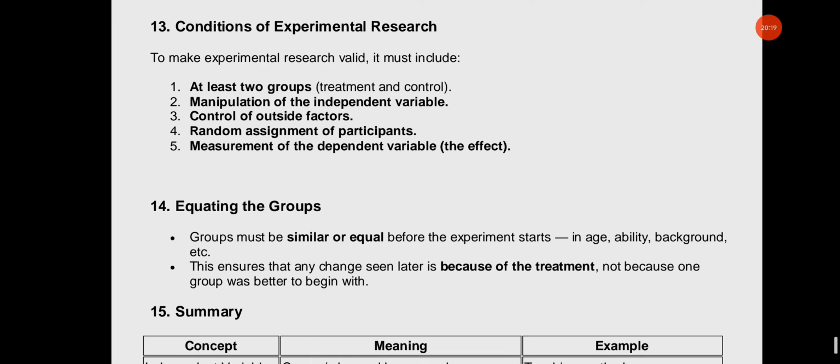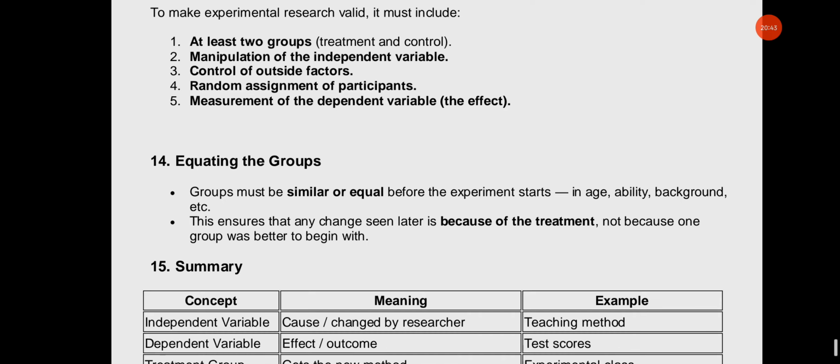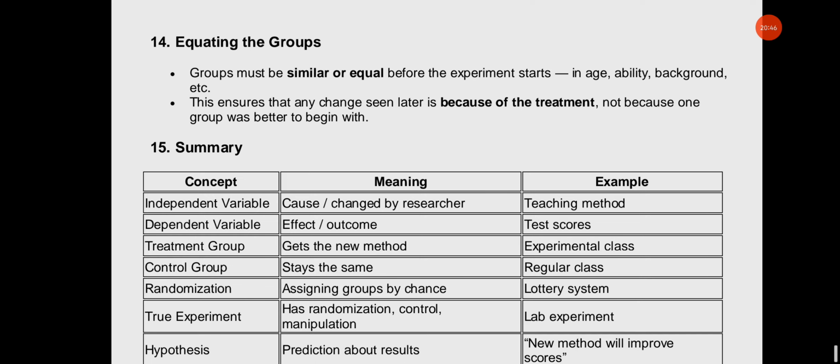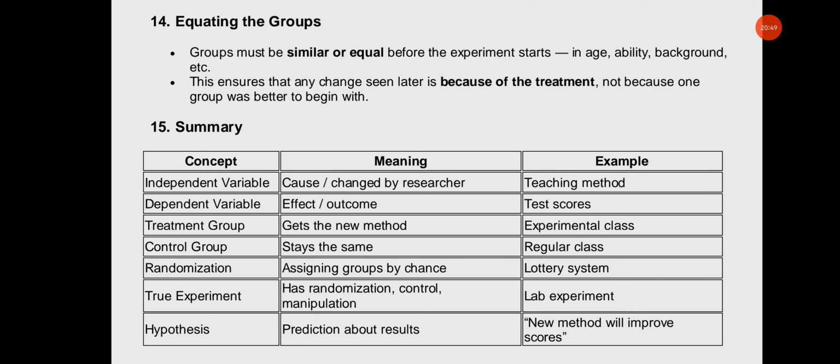Conditions of experimental research. These are the five conditions to make experimental research valid. Number 1, at least two groups, treatment and control; number 2, manipulation of the independent variable; number 3, control of outside factors; number 4, random assignment of participants; number 5, measurement of the dependent variable, the effect. Equating the groups. Groups must be similar or equal before the experiment starts in age, ability, background, etc. This ensures that any changes seen later are because of the treatment, not because one group was better to begin with.